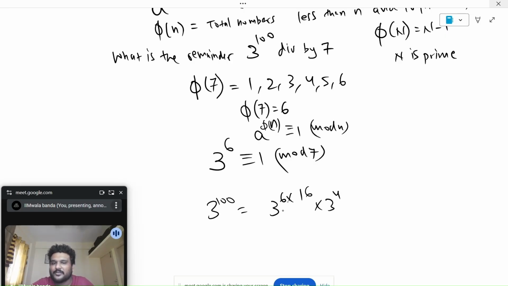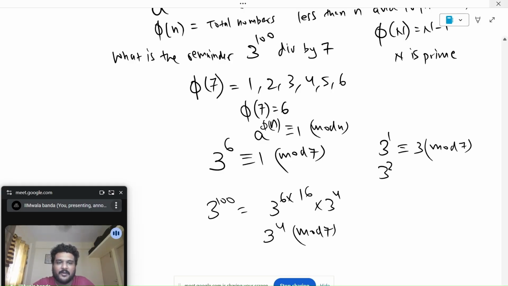This I know is going to give me remainder 1. So I don't need to worry about that. The only thing to worry about is 3 to the power 4. And what is 3 to the power 4 mod 7? This I can now find with cyclicity. 3 to the power 1 will always give you 3 when divided by 7. 3 to the power 2, which is 9, will give you 2 when divided by 7. 3 to the power 3. Now you don't need to do 3 to the power 3 as 27. Just multiply the last remainder by 3. That will also give you the same answer. So it's a trick. 3 into 2 is 6, which is the remainder.